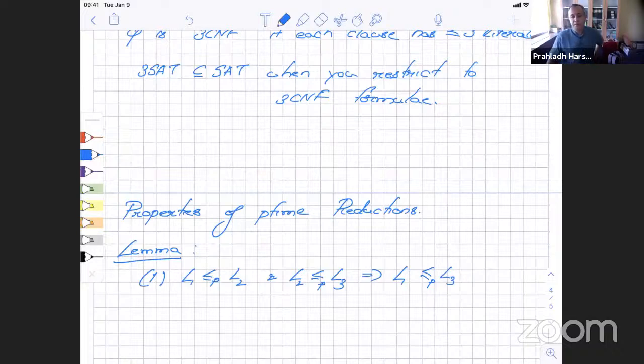So you can first take the input X of L1 and send it to L2, and then again apply the polynomial reduction from L2 to L3 and then solve. Okay, fair enough. Why is that a polynomial time reduction? Because the polynomial of a polynomial is a polynomial.